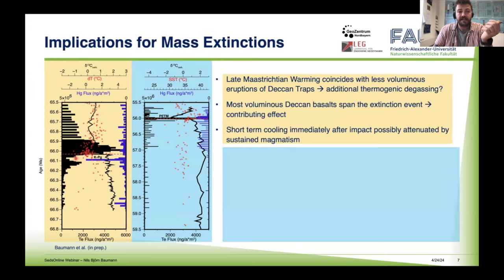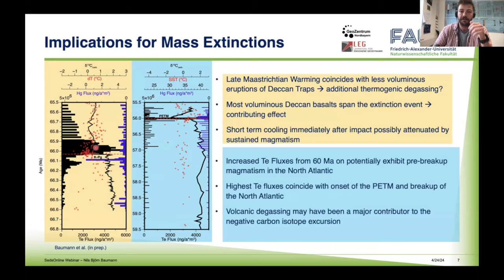Moreover, and more interesting, is that the main degassing event also spans the extinction horizon, which you could interpret as volcanism having at least a contributing effect to the maybe main kill mechanism, which was the bolide impact. And then last but not least, these main fluxes also coincide with the cooling side after impact, which could mean that we attenuated this cooling period.